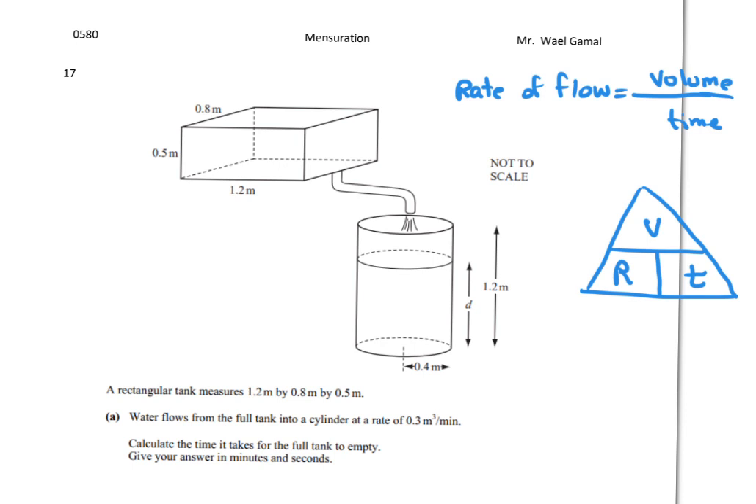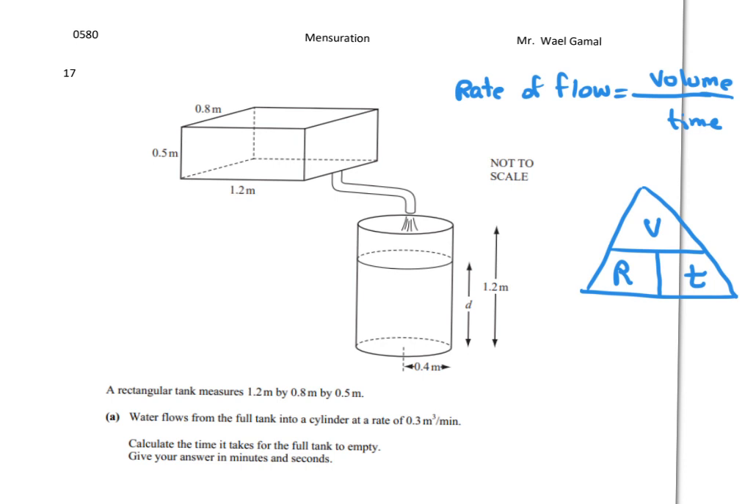Now for number 17, a rectangular tank measures 1.5 meter, 0.8 meter, 0.5 meter. Water flows from the full tank into a cylinder at a rate of 0.3 meter cube per minute. This is the rate. Calculate the time it takes for the full tank to empty. So to find the time, volume of the tank divided by the rate of flow. Volume over rate to find the time.